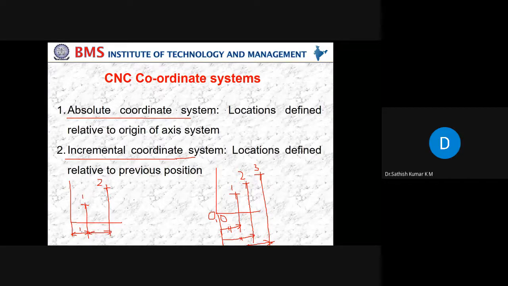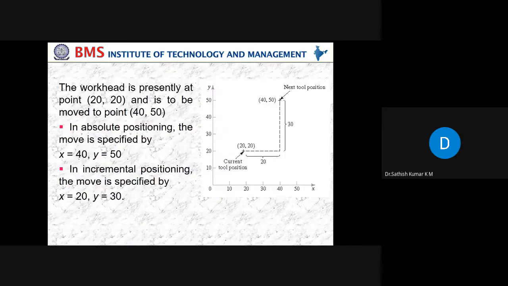If there is a third one, the dimension of the third is going to be measured from the previous point. That means this is 2 and this is 3. Now here, this is 1, this is 2, and this is 3. So that is the difference. Can you understand now by using this particular example?